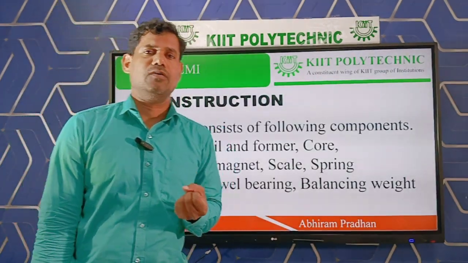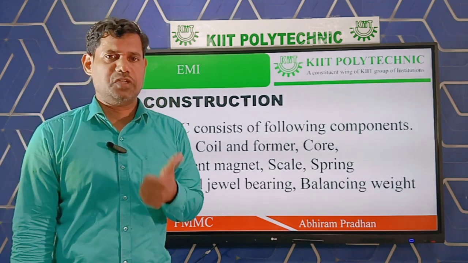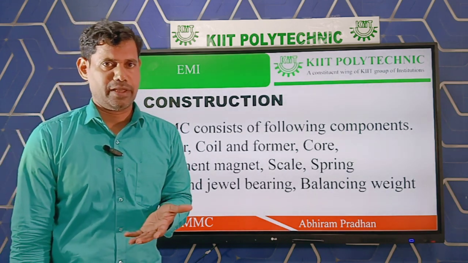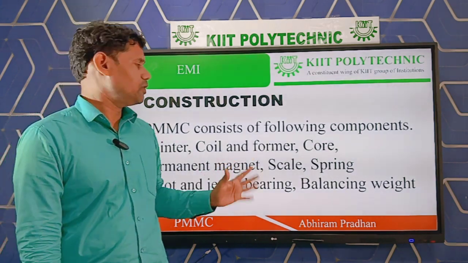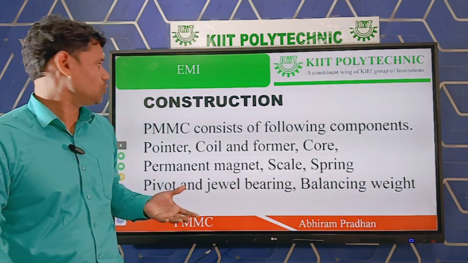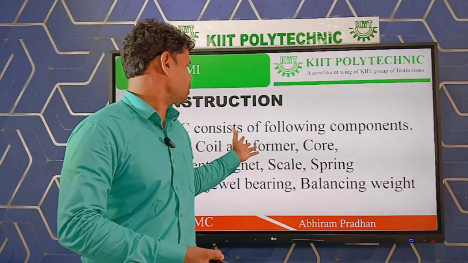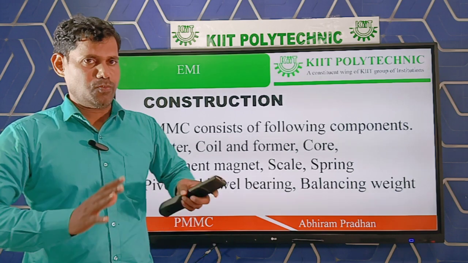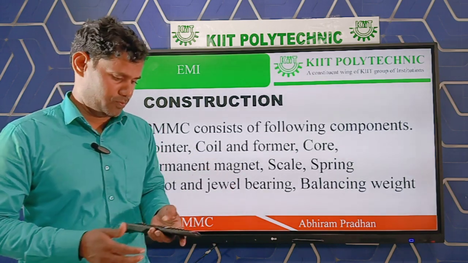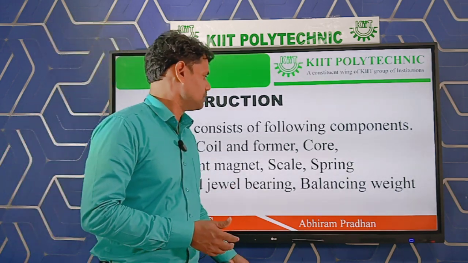The components are: pointer, horseshoe-shaped permanent magnet, calibrated scale, pivot and jewel bearing, balancing weights, and coil, former and core. These are the parts which make up the PMMC.